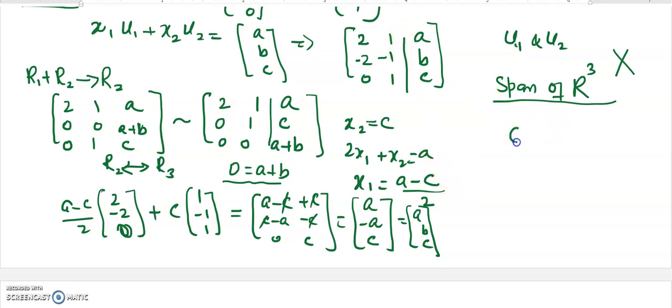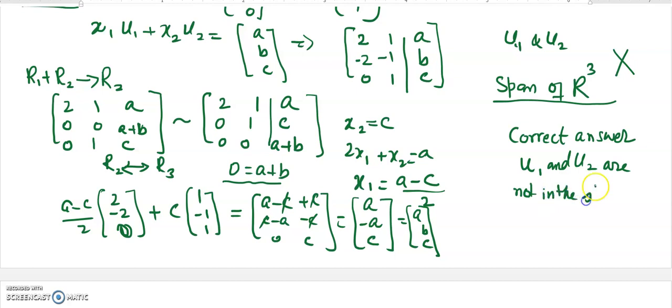So therefore our correct answer is that u1 and u2 are not in the span of R3. Okay, they cannot.